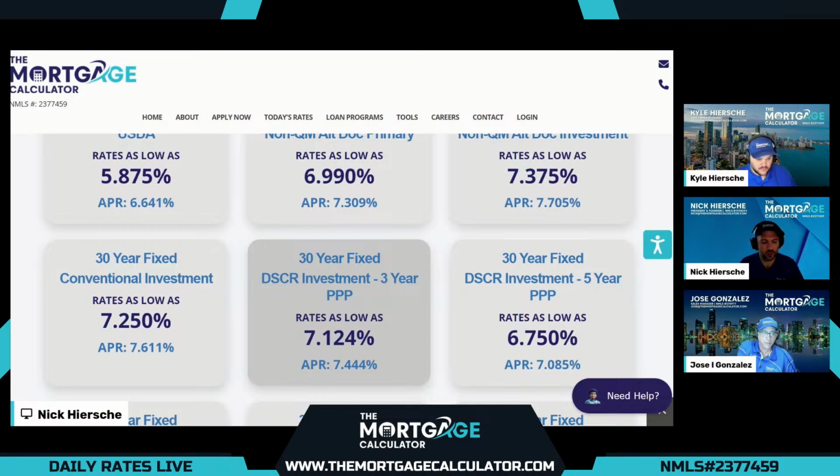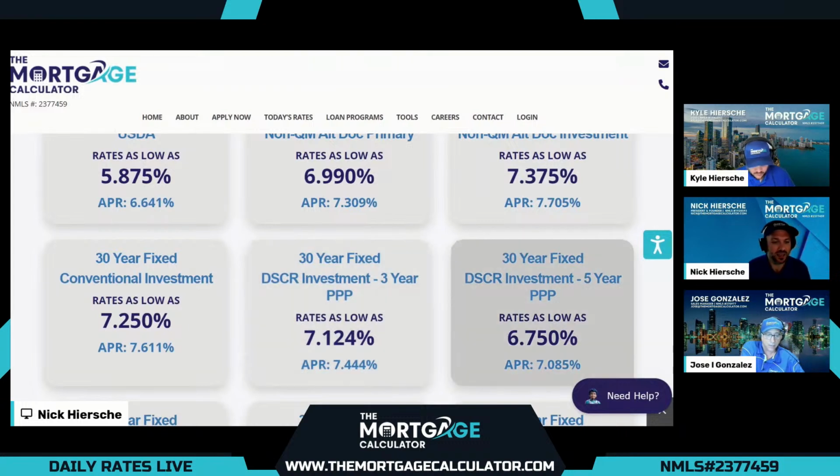So our 3-year prepayment penalty option is the most standard option. Rates come in at 7.124, final APR 7.444. Notice that beats conventional and alt doc as well in this scenario. So definitely a great option for our investors out there. Most investors prefer a DSCR loan, even if it's more expensive. And in this case, we're beating conventional.